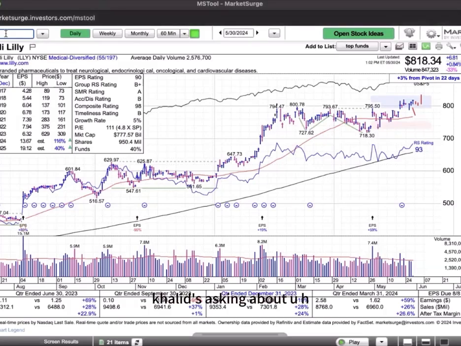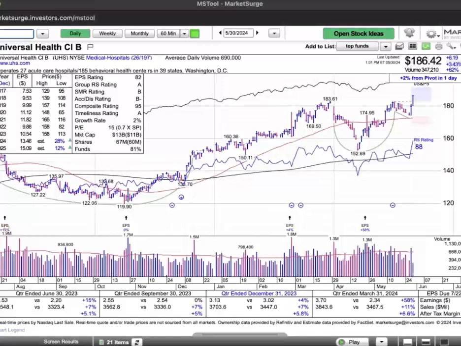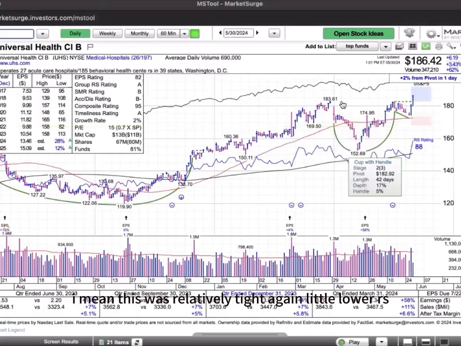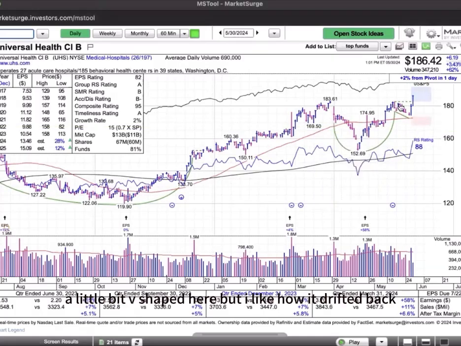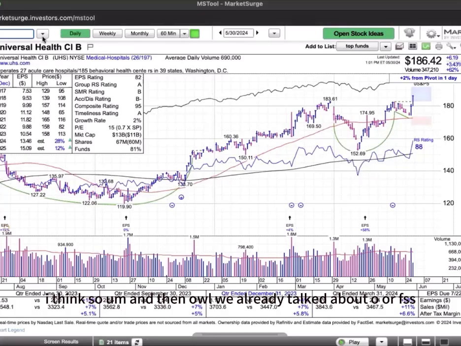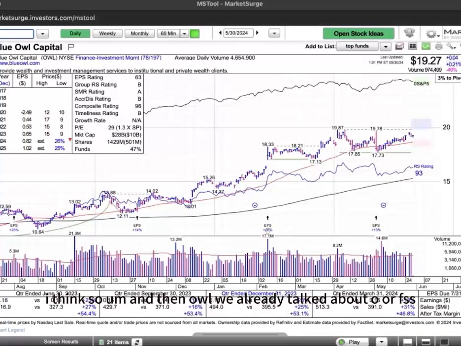Khalid's asking about UHS. Presumably, look, this was relatively tight. Again, a little lower RS, a little bit V-shaped here, but I like how it drifted back. Could you have tried this maybe today? Yeah, I think so. And then OWL, we already talked about OWL or FSS.